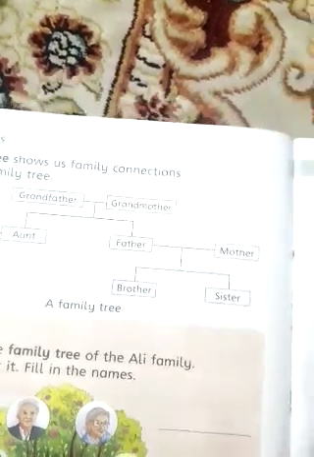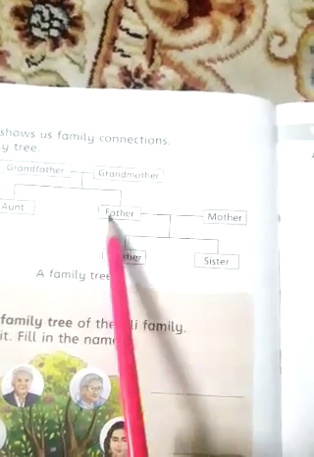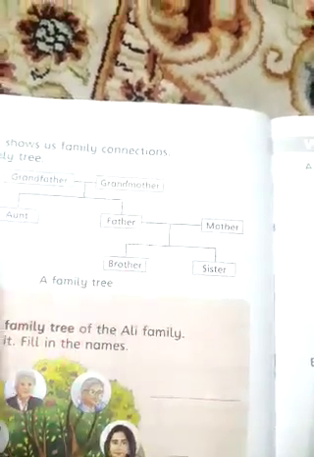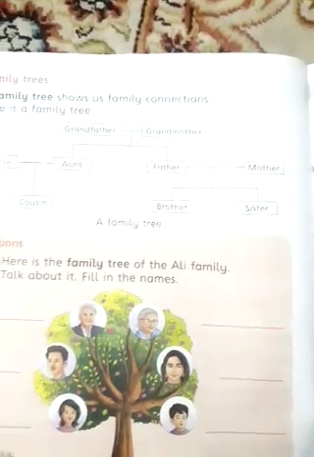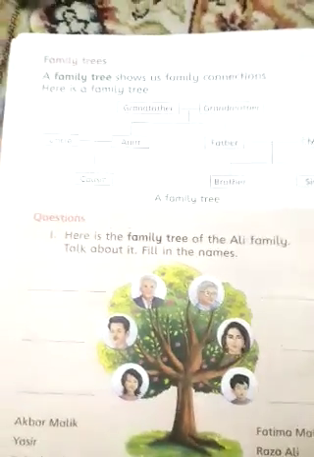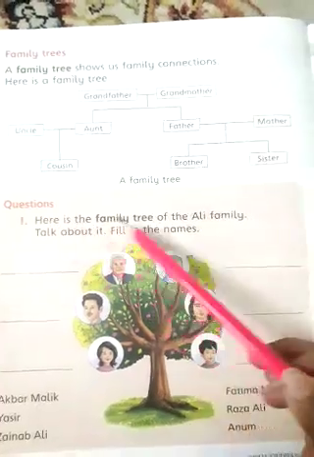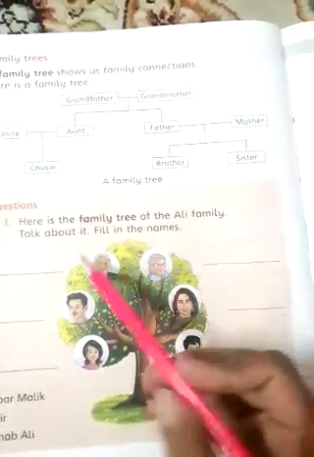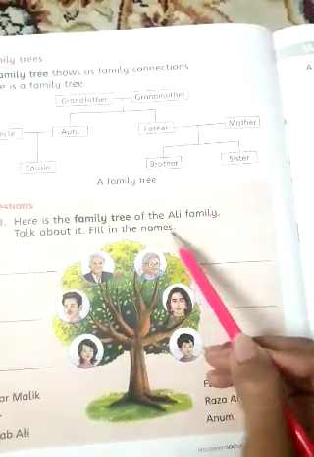And they are called siblings. Like your father and uncle are brothers. Okay, question. Here is the family tree of the Ali family. Talk about it. Fill in the names.